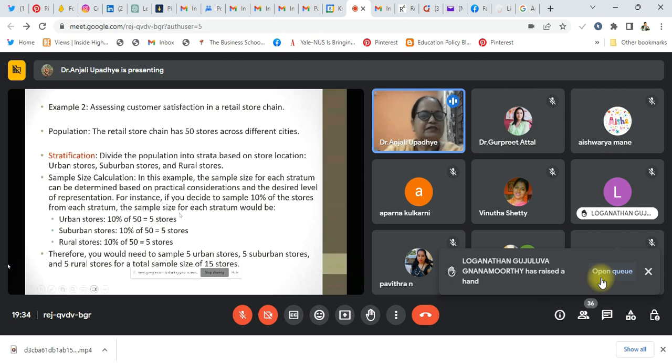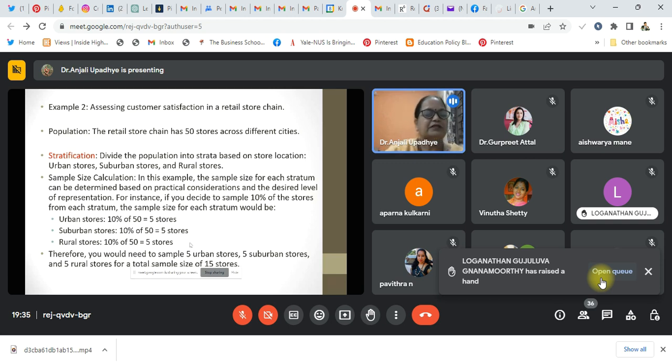Then sample size, maybe urban stores. How many urban stores are there? 50. Then 10% of 50, 5 stores. Again, suburban stores, maybe 10% of 50. Or rural stores, 10% of 50, 5 stores. Therefore, how many urban stores are there in a particular city, a particular area? It depends upon what exactly the stratification we will cover.